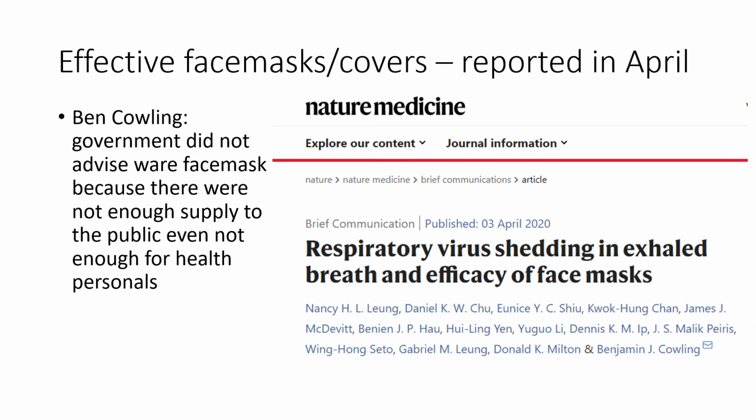The co-director of that research I showed you earlier, on the effect of masks, published this study in early April. He says the reason the government didn't advise people to wear masks is because there was not enough supply. They wanted to ensure medical people had enough to use.